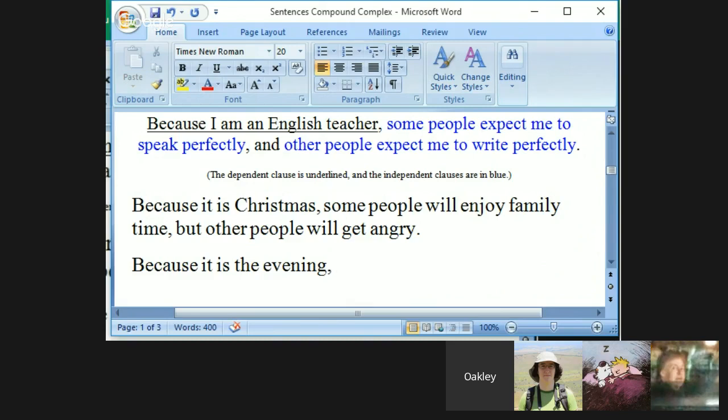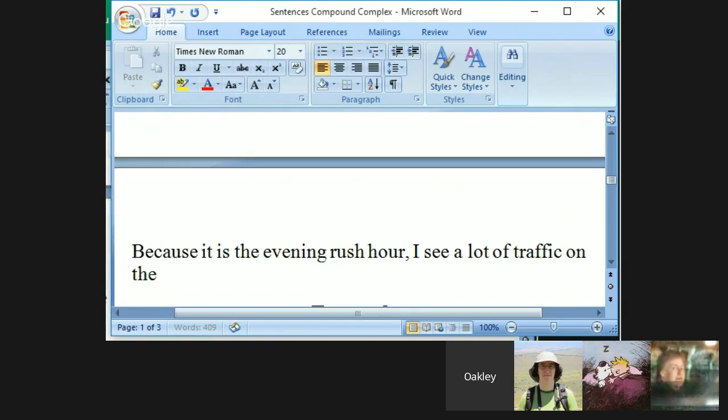Evening rush hour. Okay. I see a lot of traffic on the road, and, comma, and. Yeah. I see a lot of lit up trees beside the road.